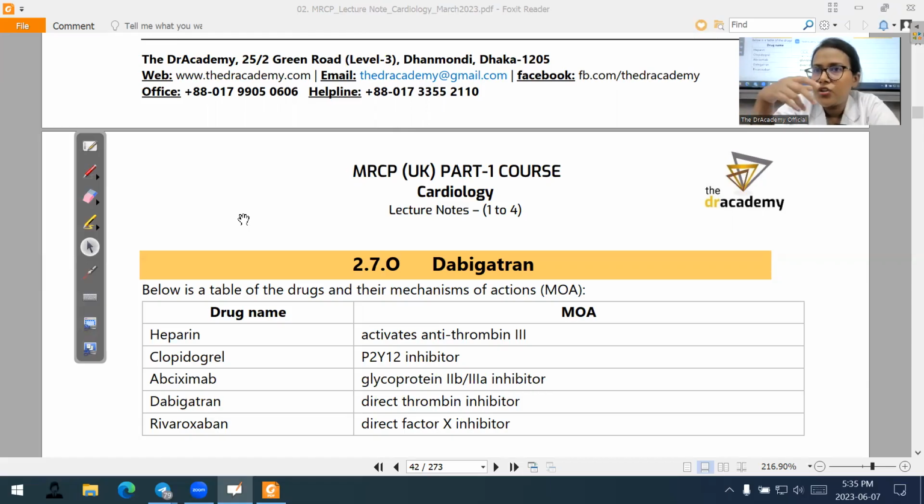Any other contraindication you'd like to add? Active bleeding, coagulopathy. Yes, bleeding coagulopathy, that has been discussed. Dr. Kobir, another one?